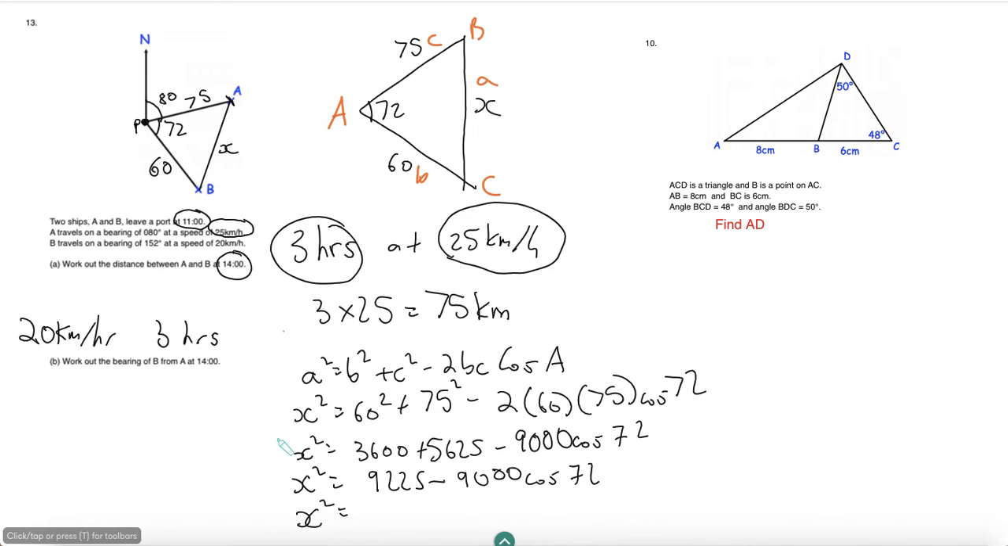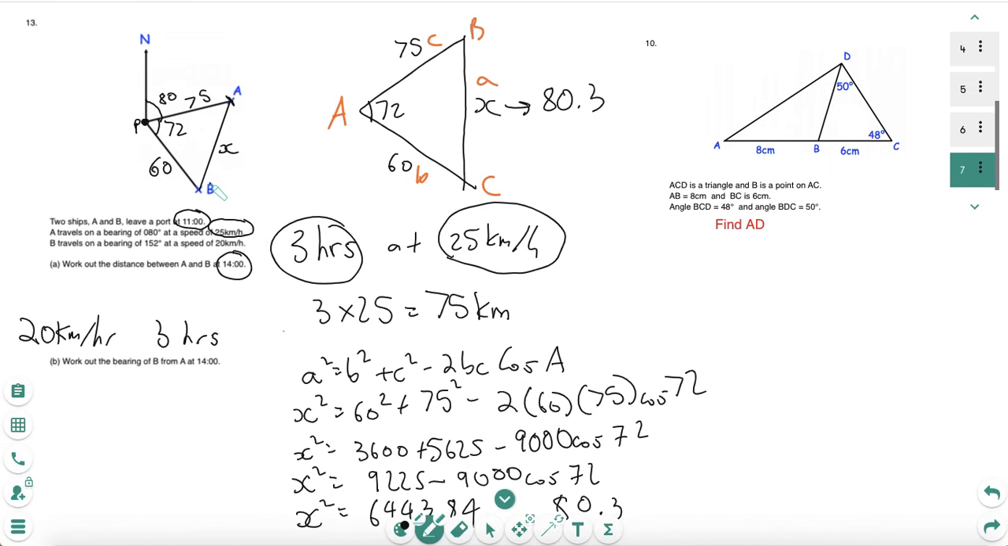9,225 minus 9,000 cosine 72 is going to give you 6,443.84. Then that's x squared, so we're going to square root our answer to find x. The square root of 6,443 is 80.3. So we can say this length here is 80.3.